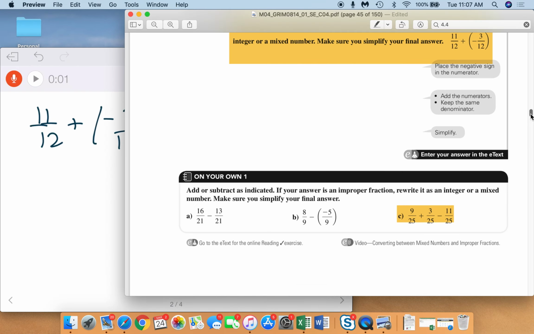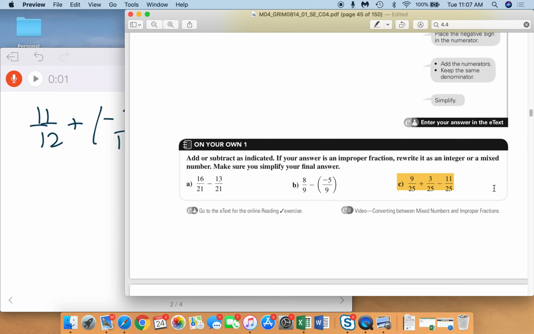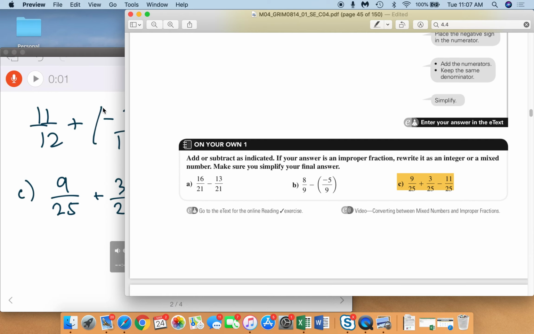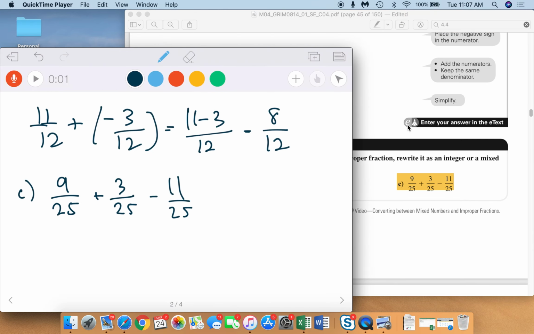All right. Now down here, let's do one on your own. I want to do one example with 3 fractions right here so you can see how to do that. So we have part C: 9 over 25 plus 3 over 25 minus 11 over 25. So again, we have the same denominator, so all we need to do is look at the numerators. 9 plus 3, and remember we're subtracting here, subtract 11, all over 25. Well, 9 plus 3 is 12, minus 11 gives us 1 all over 25.